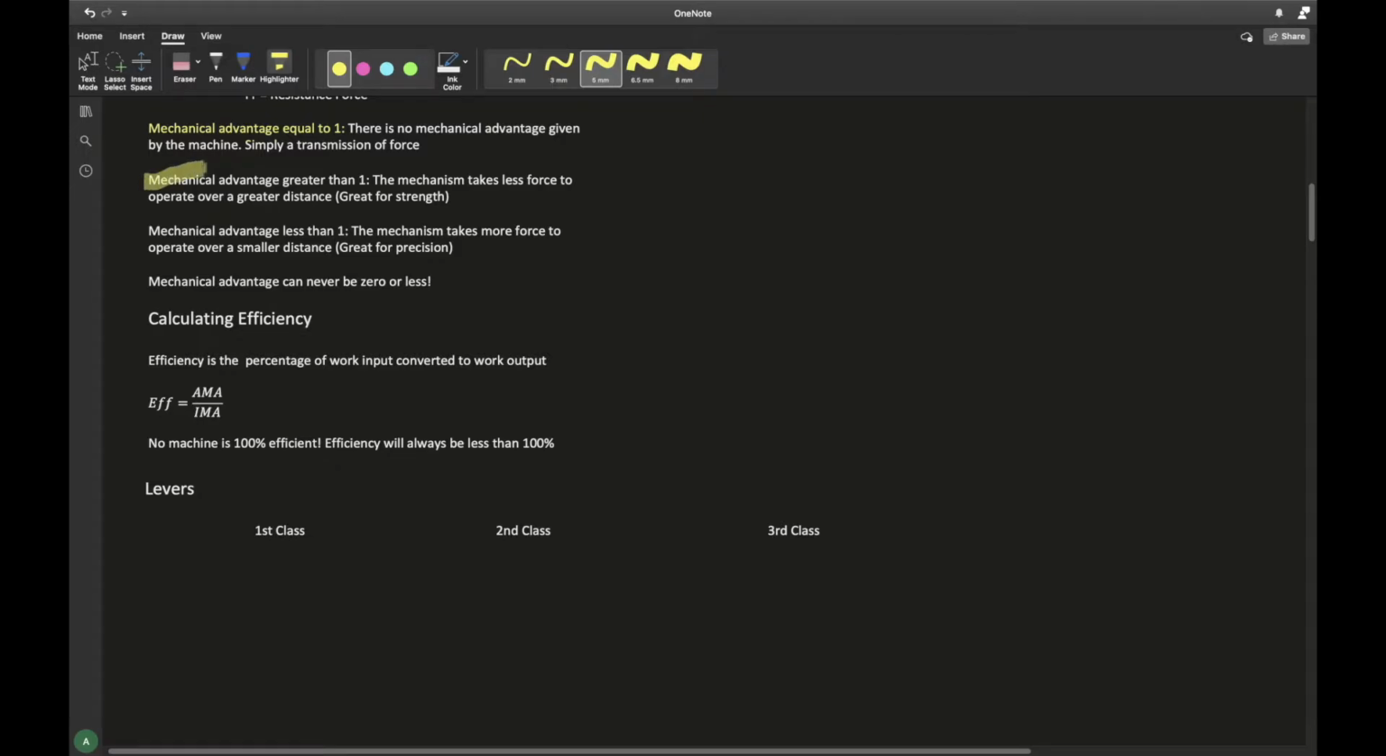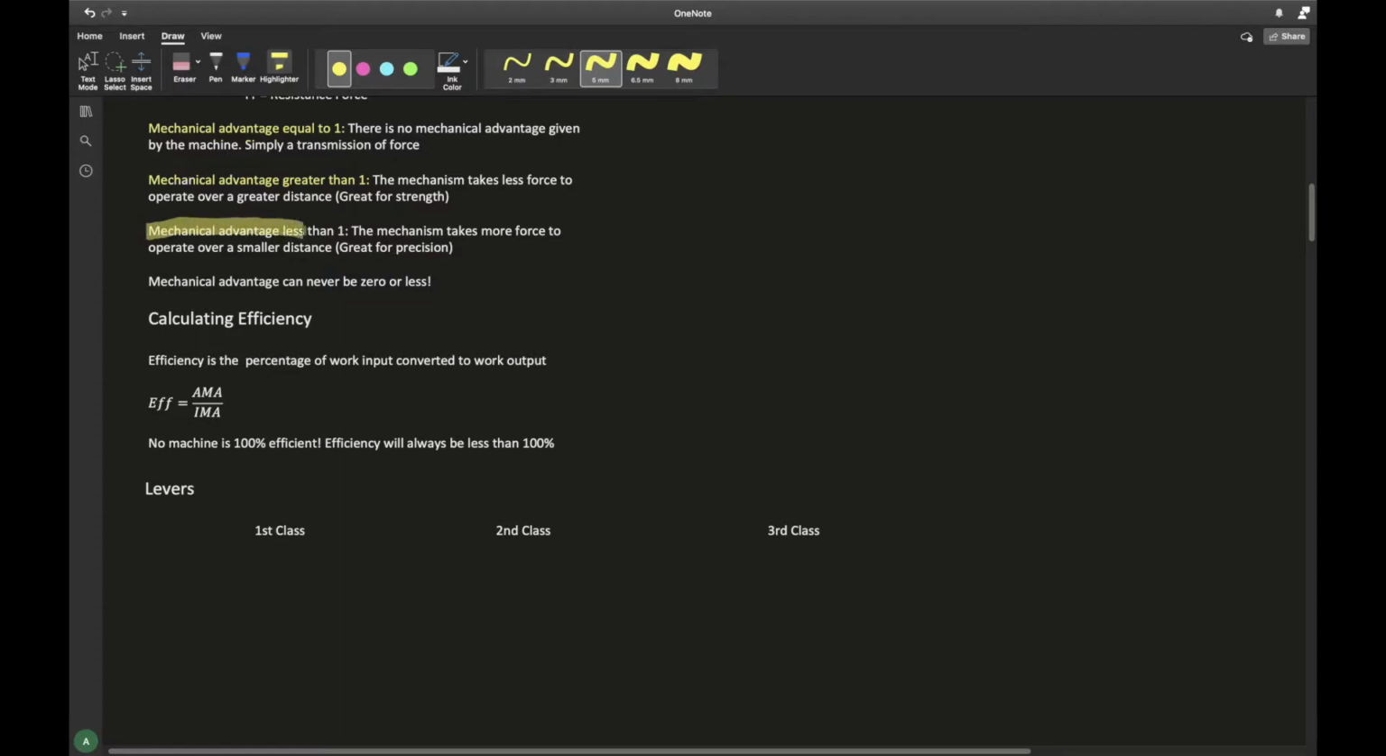If you do a mechanical advantage greater than 1, then you're looking for strength. So the mechanism is going to take less force to operate, but it's going to take a greater distance to go. And so if you want to give yourself a little bit more power, this is what you're looking for.